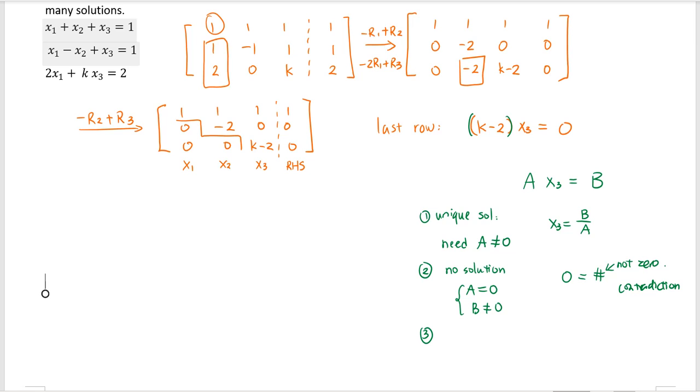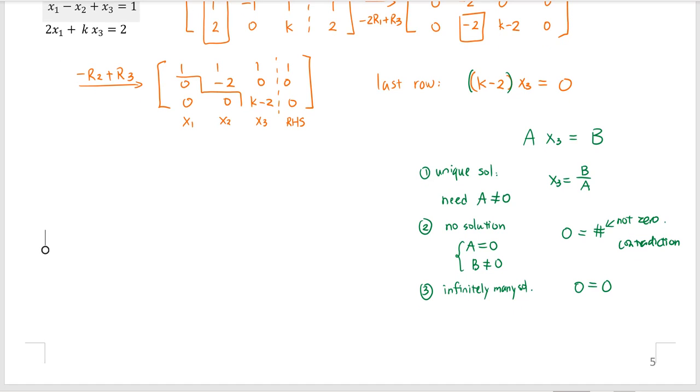And then when do we get infinitely many solutions? Well, if we get 0 equals 0, we get infinitely many solutions. 0 equals 0 means the last row is just useless, right? So then we can have two planes intersect. We either have the intersection is a line, or the two planes are the same plane. So we get a two parameter family.